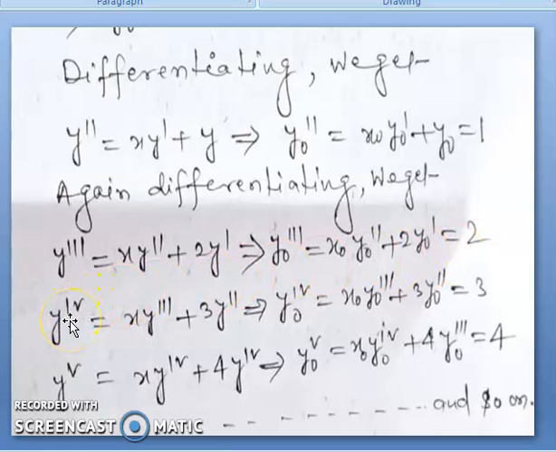In the fourth order, on differentiating, we get x of y triple dash plus 3 times of y double dash, and on substituting the initial values, it becomes x0 y0 triple dash plus 3 times of y0 double dash. On substituting the initial values here also, we get the value 3. And the fifth order is x of y fourth order plus 4 of y triple dash. On substituting the initial values, we get the value 4 and so on.